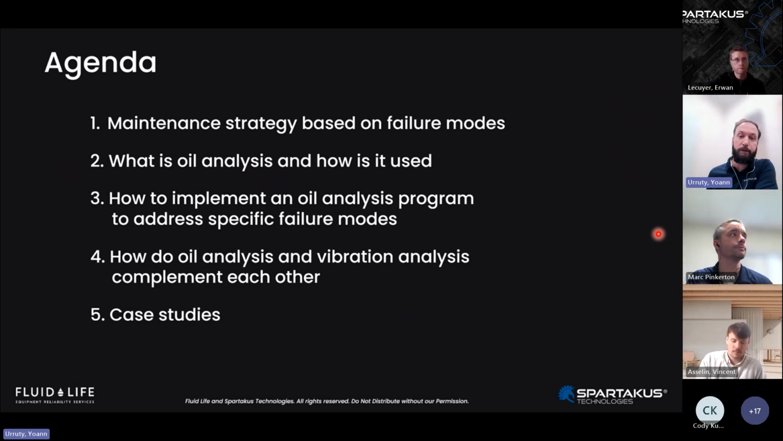What is the agenda for today? Well, we're going to cover maintenance strategy based on failure mode. To set the context of that presentation, we're not just going to look at vibration analysis or oil analysis, but really as a whole, what there is to say about that. Then we're going to deep dive into oil analysis, how it's used, and how to implement an oil analysis program. And then we're going to go back to the title of the presentation, which is how do oil analysis and vibration analysis complement each other, and finish up with a couple of case studies.